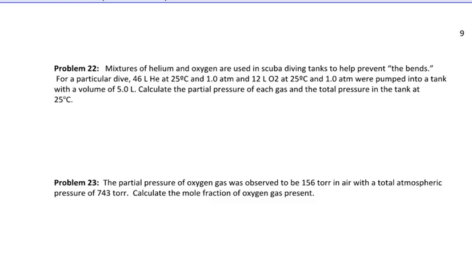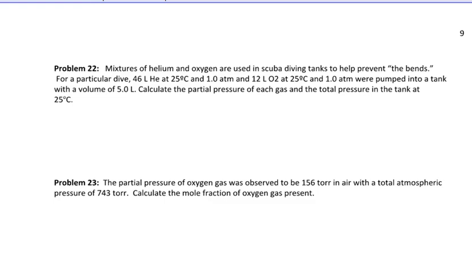All right, problem 22. We have two containers. One has helium, the other one has oxygen. The first container has 46 liters of helium at 25 degrees Celsius and 1 atmosphere. The other has 12 liters of oxygen at 25 degrees Celsius and 1 atmosphere. We're going to squeeze both into a smaller container that's only 5 liters. Volume went way down, so I expect a fairly large new pressure. We are to calculate the partial pressure of each gas and the total pressure in the tank.